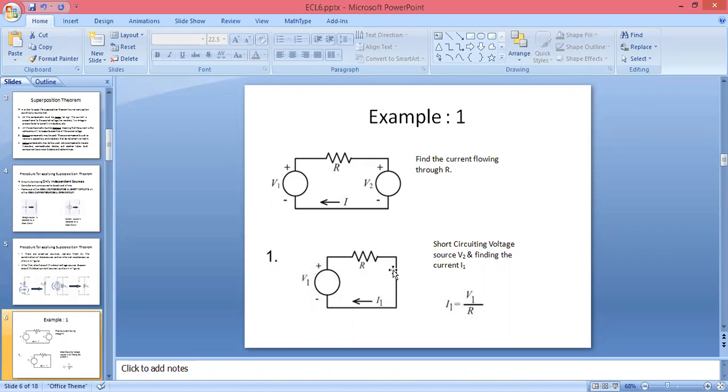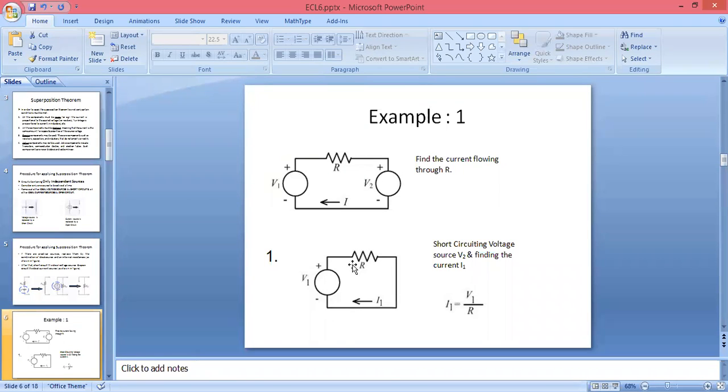Here I have shorted V2, and I am trying to calculate the value of current flowing through this resistor just because of this voltage source. After that, in the second process I will short the other source and find the current going through this resistor because of that voltage. Then I will take the summation of these currents and get the value of current flowing through this resistor. So our first step is to short the voltage source V2 and calculate the current flowing through this resistor.